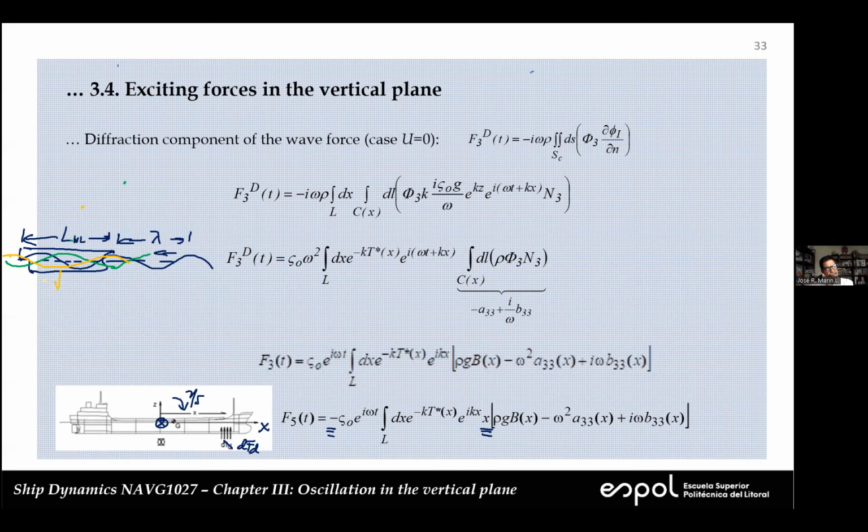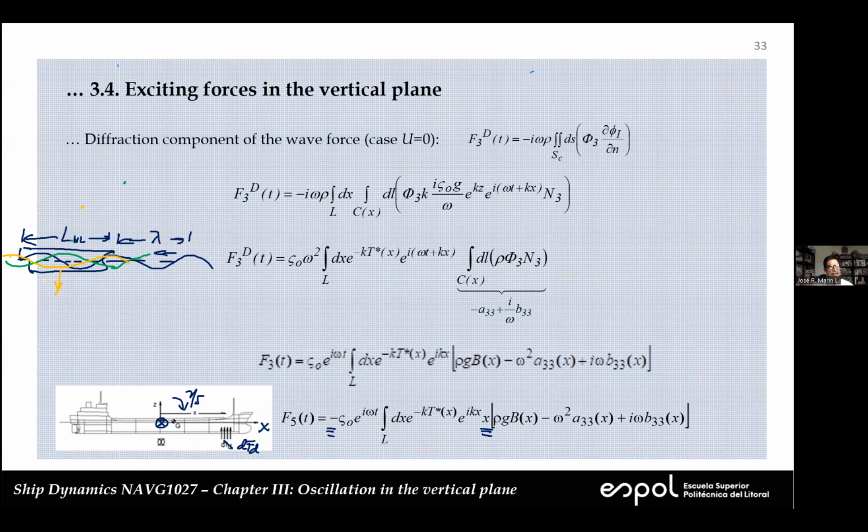You should try to check, drawing the wave profile at different positions, and see if that makes sense or not. Similar to the hogging and sagging. Similar, but that's the idea.